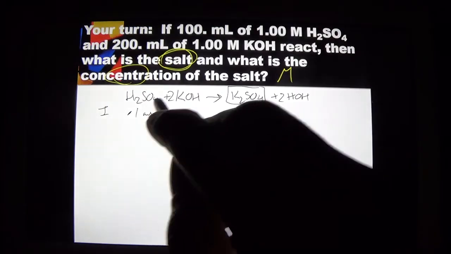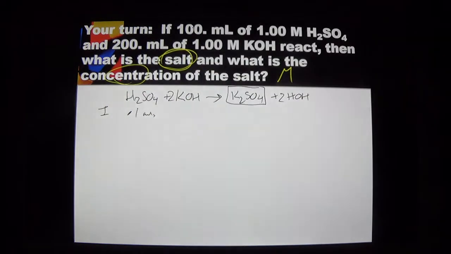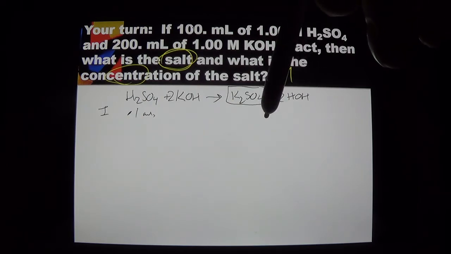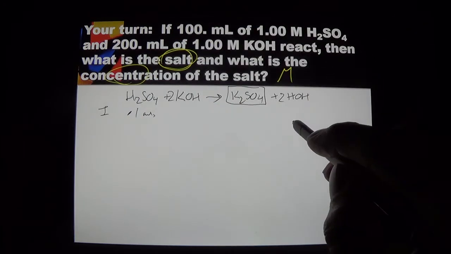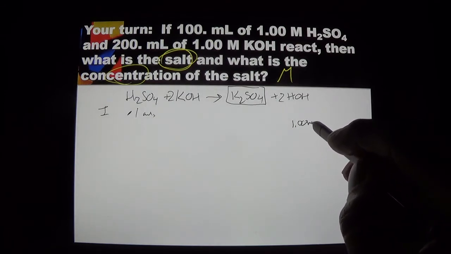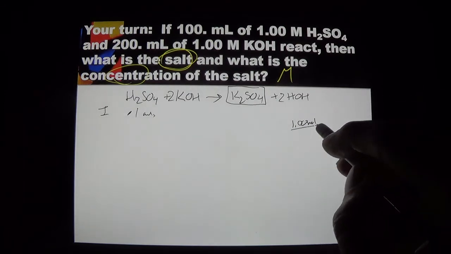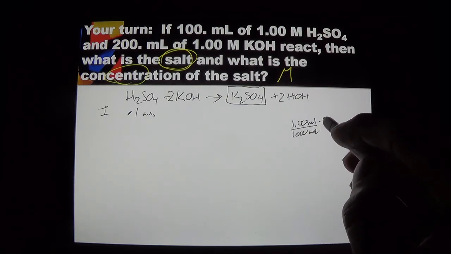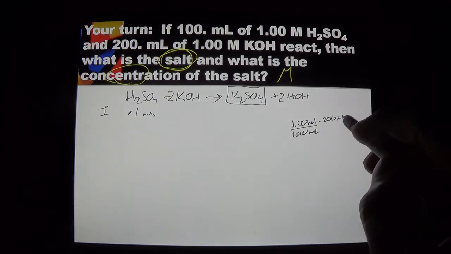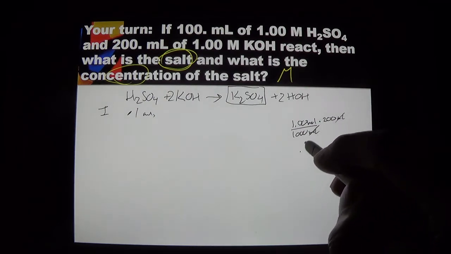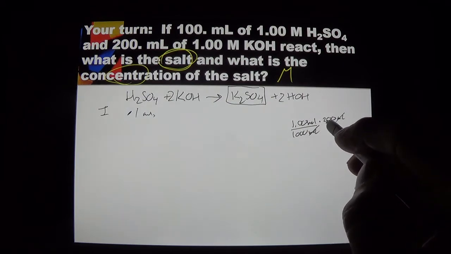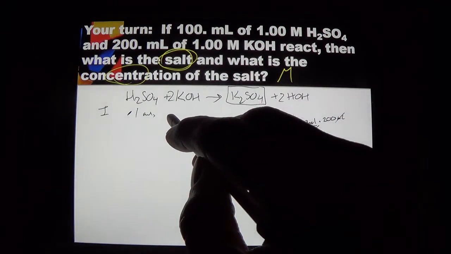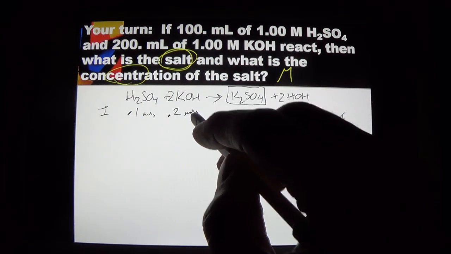And again, I'm working in moles. So I'm taking my molarity times my volume per 1,000 milliliters. Okay. So I have 0.1 moles there. Now check this out. I have 1 mole per 1,000 milliliters, and I'm multiplying that by 200 milliliters. So it's not just 1 times 100 to make 100 divided by, this is 200 divided by 1,000. So I have 0.2 moles of that.